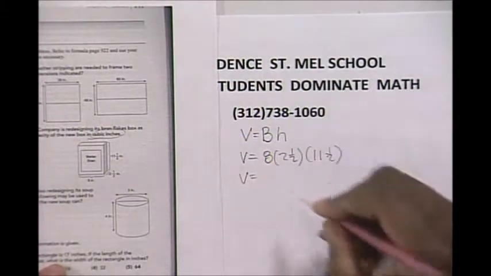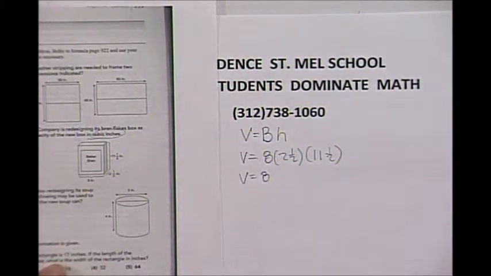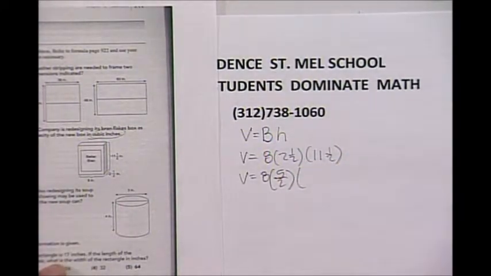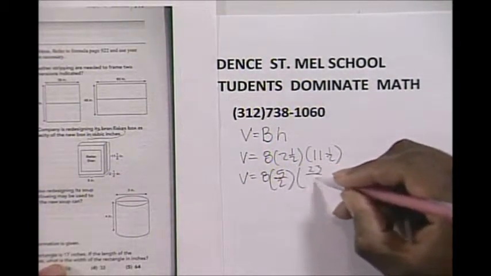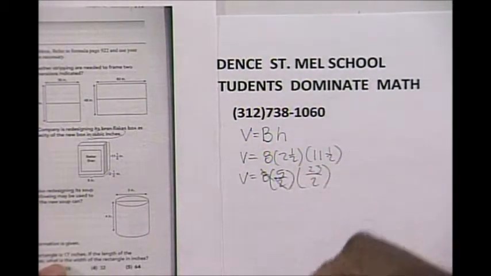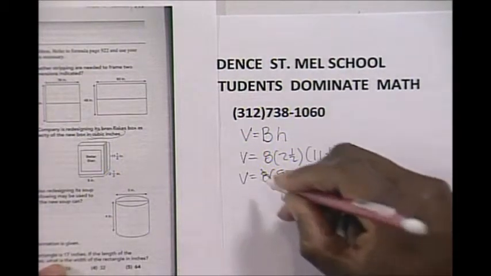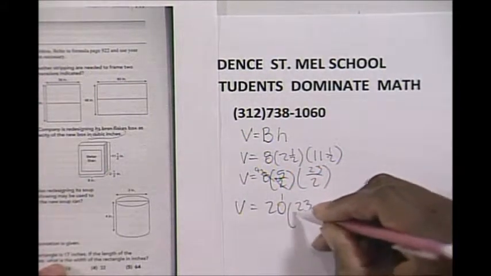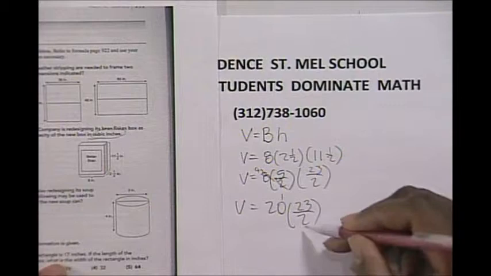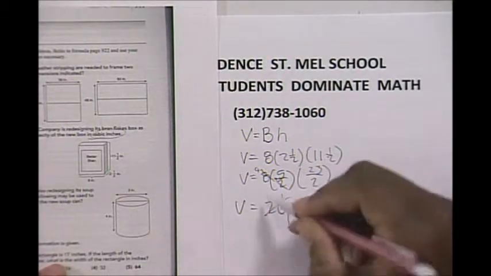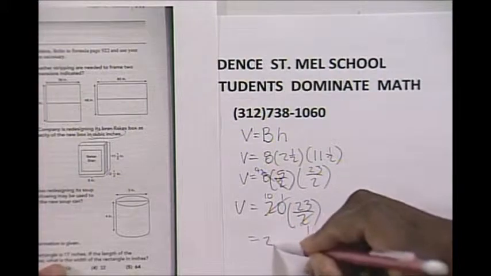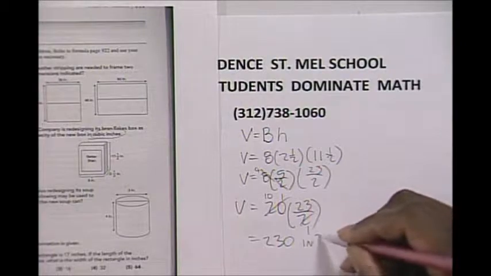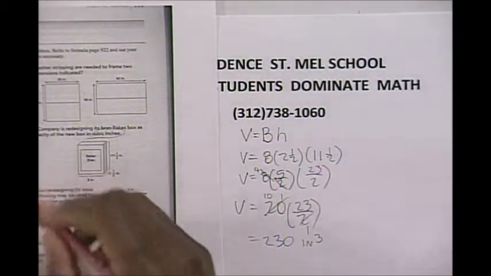All right, so the volume is equal to 8. Another way to write 2.5 is 5 halves, times another way to write 11.5, which is 23 halves. You can cross cancel here. You end up with 1, 4, so you get 20. The volume is 20 times 23 halves. You can also cross cancel here. It becomes a 1, it becomes a 10, and you end up with 230. And the units would be cubic inches, final answer.